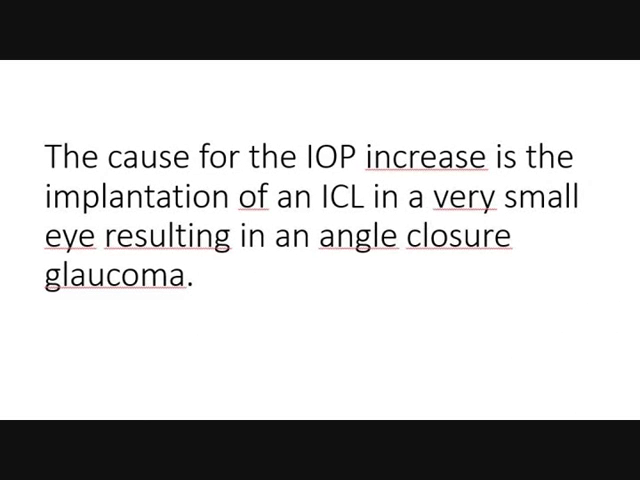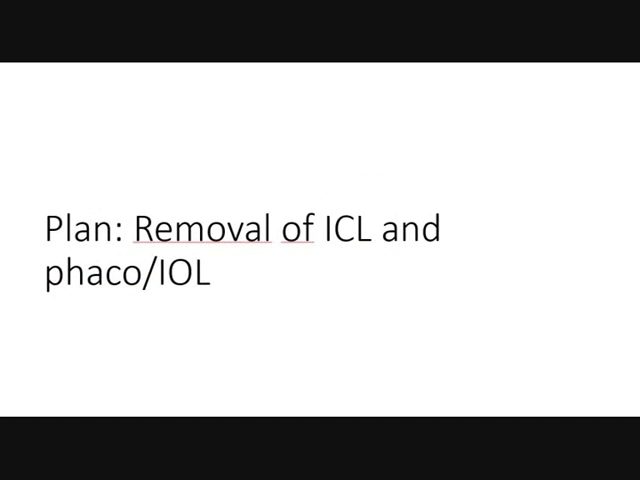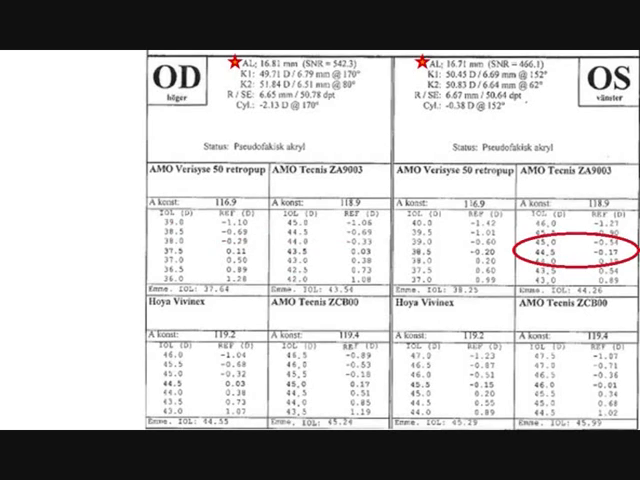So the cause for the IOP increase is the implantation of an ICL in a very small eye, resulting in an angle closure glaucoma. So the plan is removal of the ICL and phaco IOL. Which IOL is required? Well, let's have a look at the biometry. So you see required is actually a 45 diopter IOL.